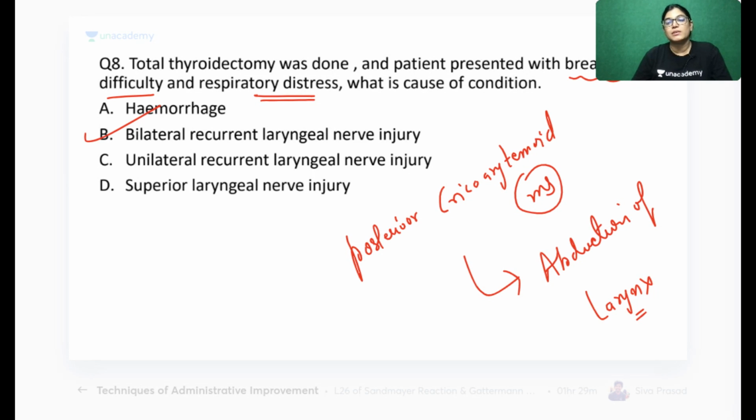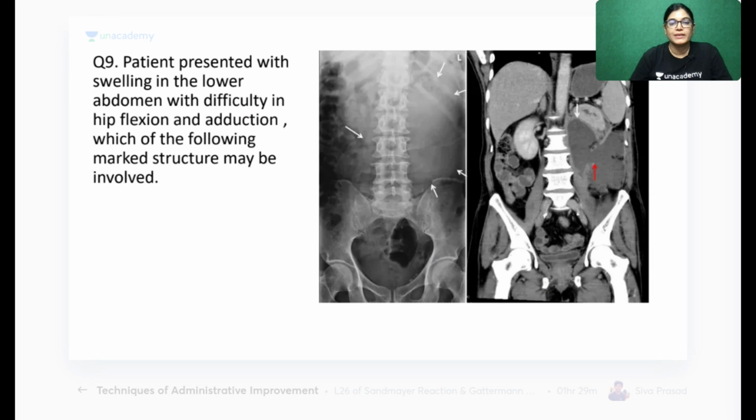All the intrinsic muscles of the larynx are supplied by the recurrent laryngeal nerve except the cricothyroid. But the cricothyroid's action is tensioning of the larynx. If we talk about abduction of the larynx, which muscle is it? Posterior cricoarytenoid muscle. Yes, Anaya, the cricothyroid is only supplied by the external laryngeal nerve.